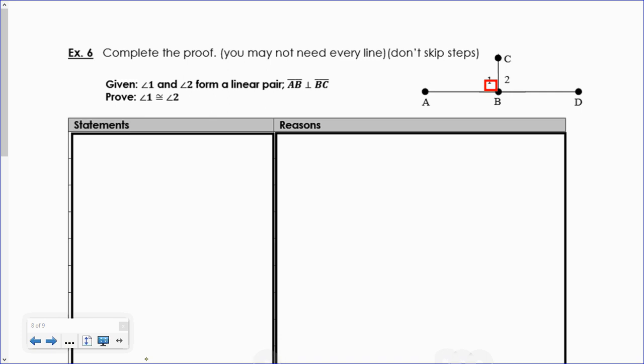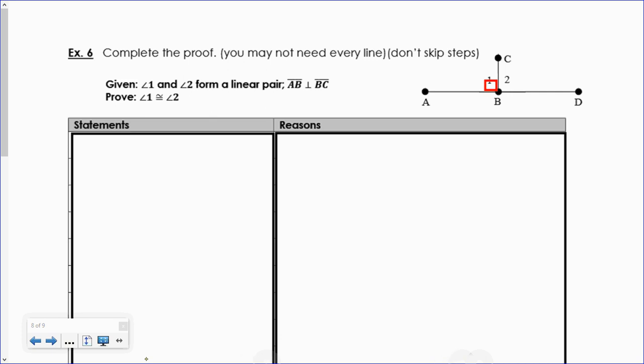We'll learn that more in detail in Unit 3. So AB is perpendicular to BC. So that's why I drew the little 90-degree angle in there. So that's our definition of perpendicular. Hopefully you guys know that. You guys know perpendicular, right? I hope. Perpendicular means that they create right angles.